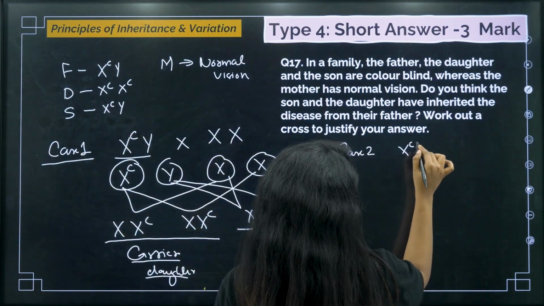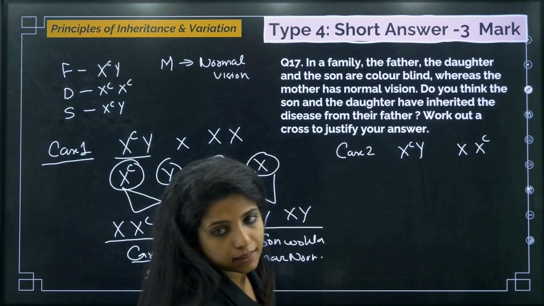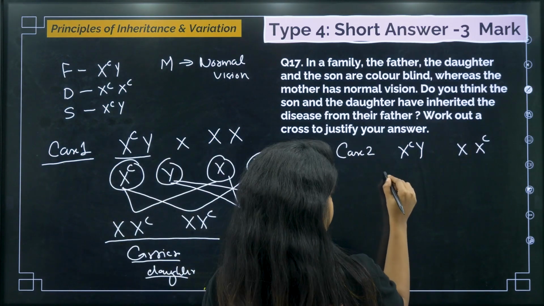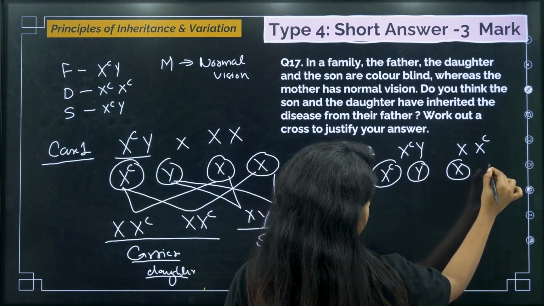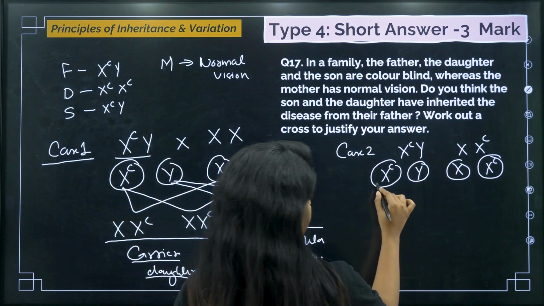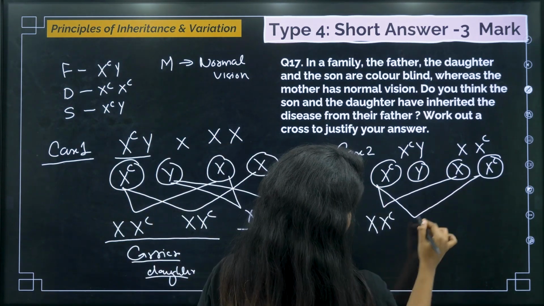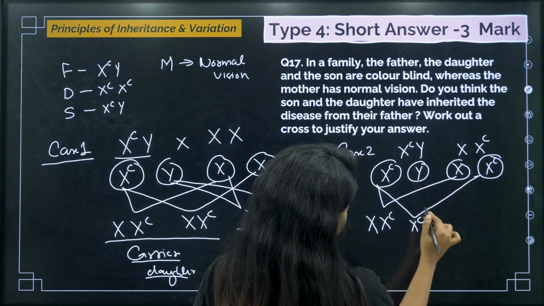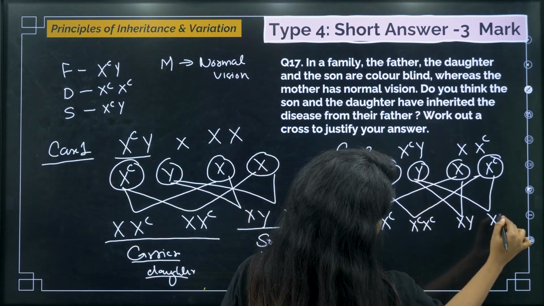When the father is colorblind and the mother is a carrier, let's see what the condition is. Over here, XC in one gamete, Y in another. X in one gamete and XC in another. This and this fuse, I get X, XC. This and this fuse, I get XC, XC. This and this fuse, I get XY. This and this fuse, I get XC, Y.